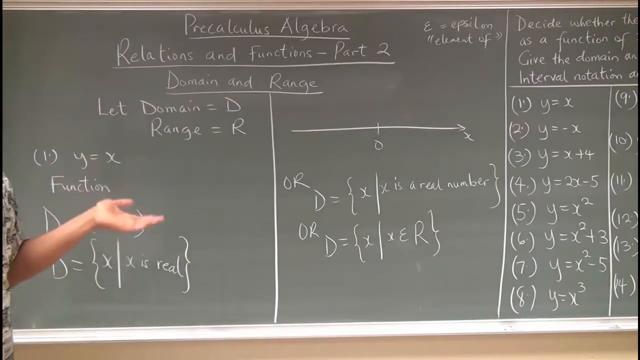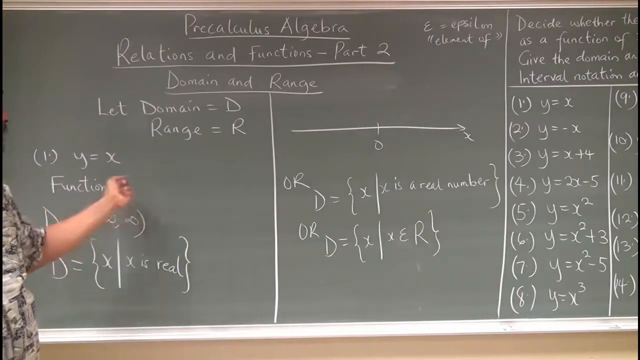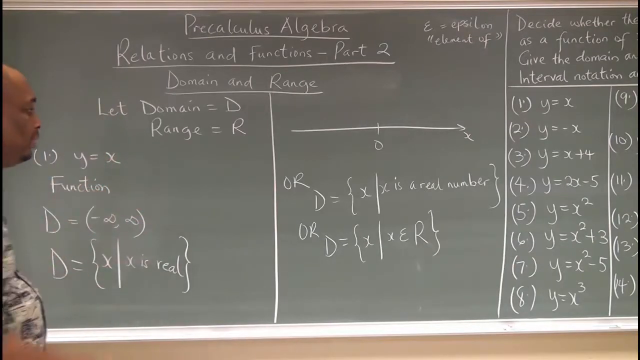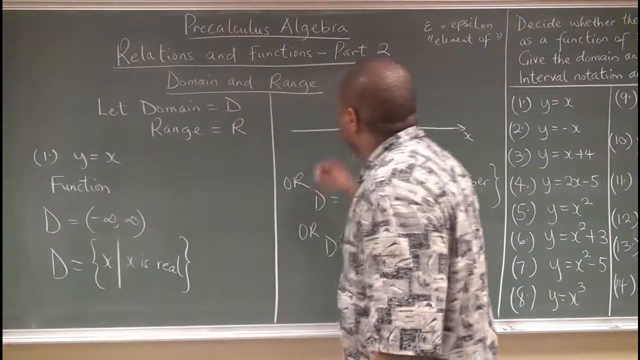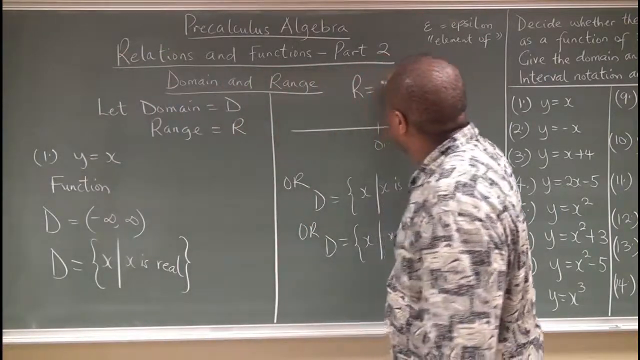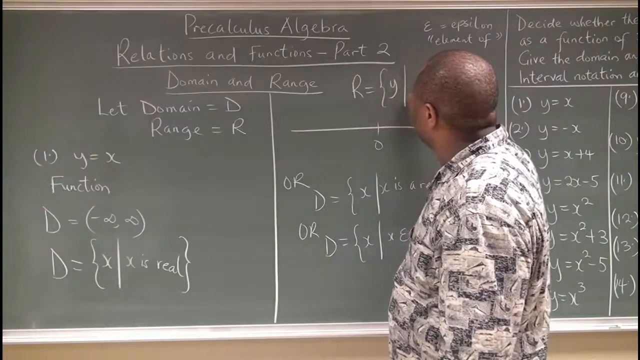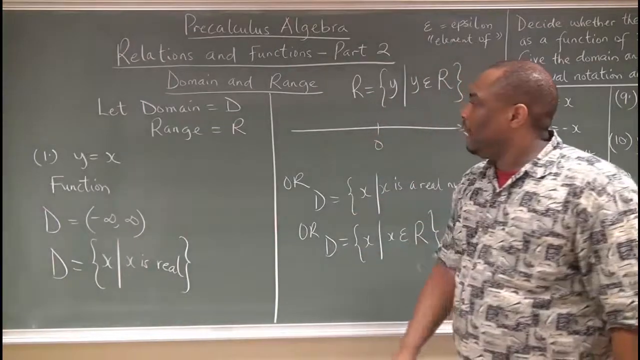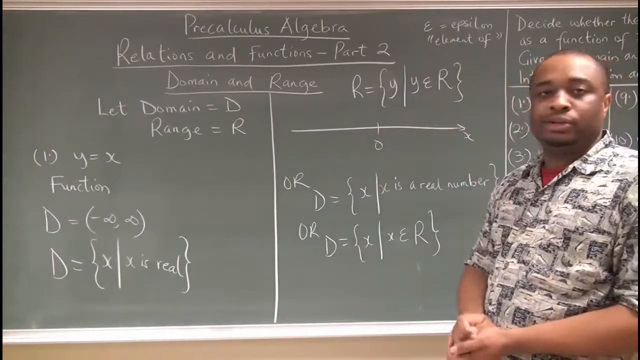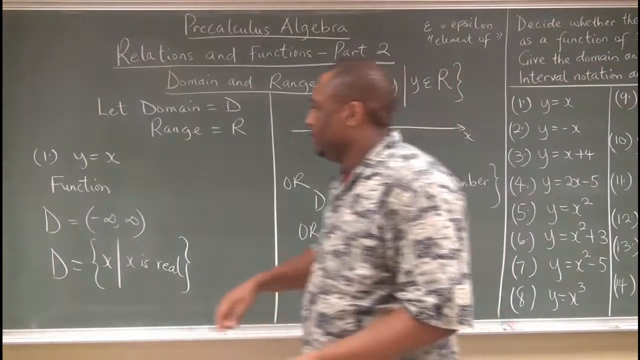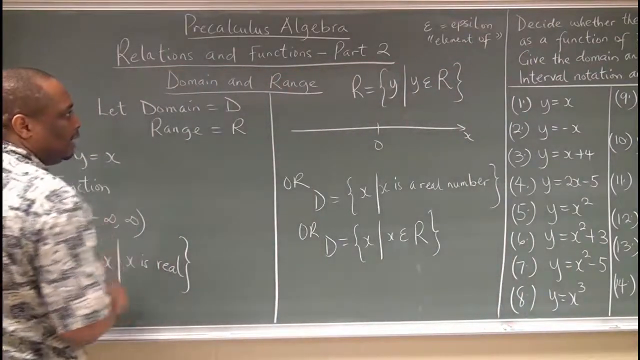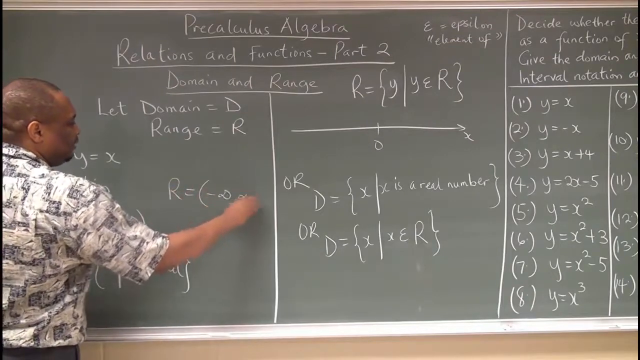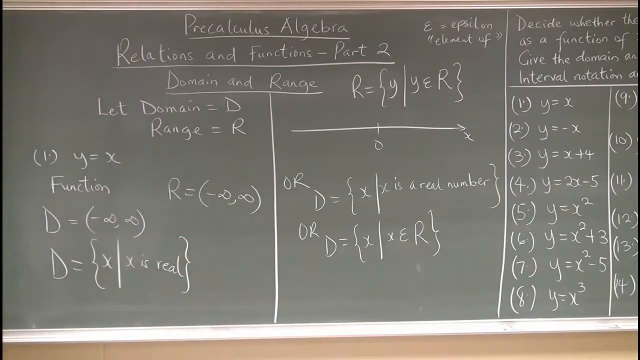And then what will be the range? The range will be any number, because since the domain is any number, of course, the range will be any number. So the range R will be a set of Y such that Y is also real. So our range is a set of Y such that Y is also real. Okay? And then what is our range in interval notation? The range will be from negative infinity to infinity. That is the range in interval notation.